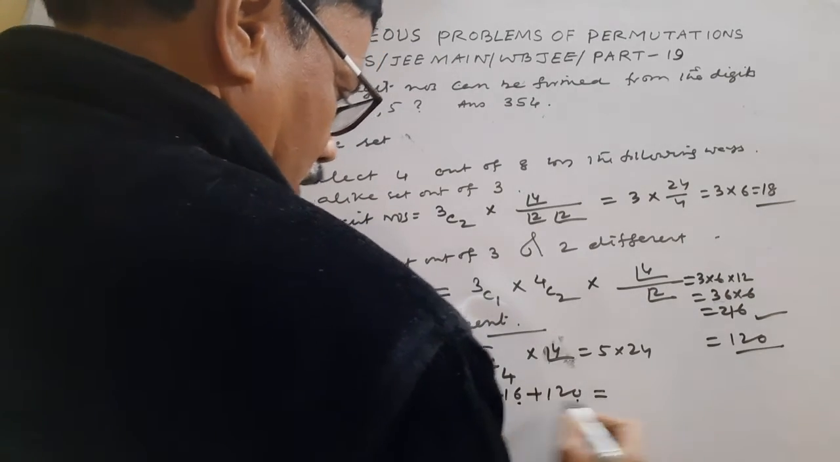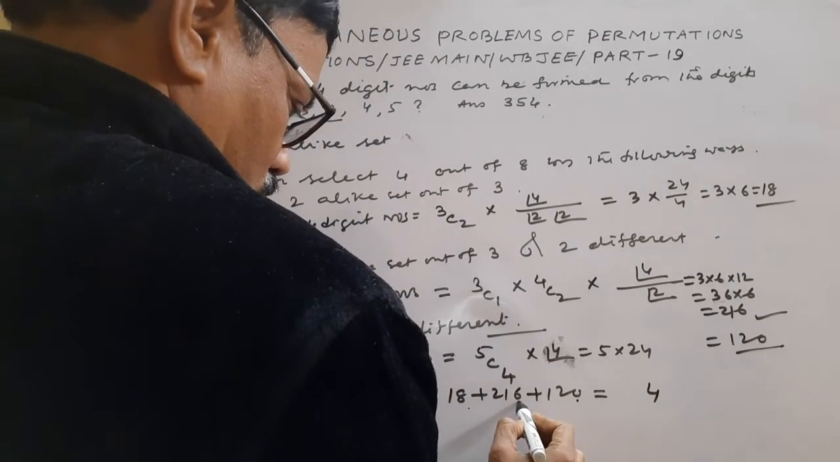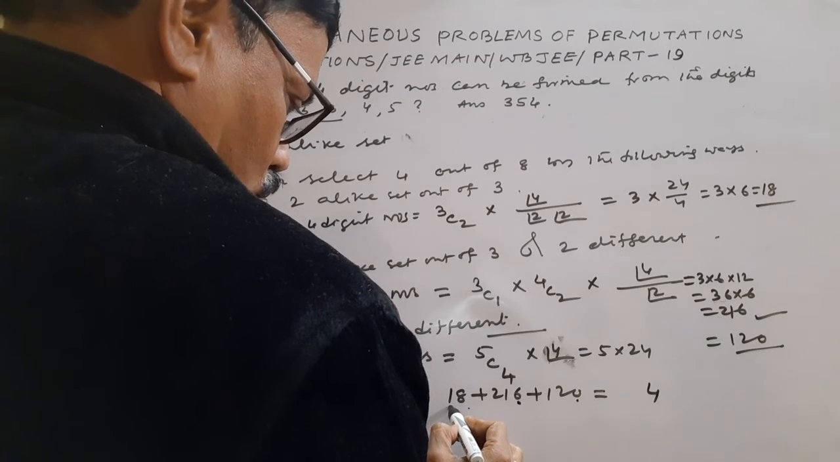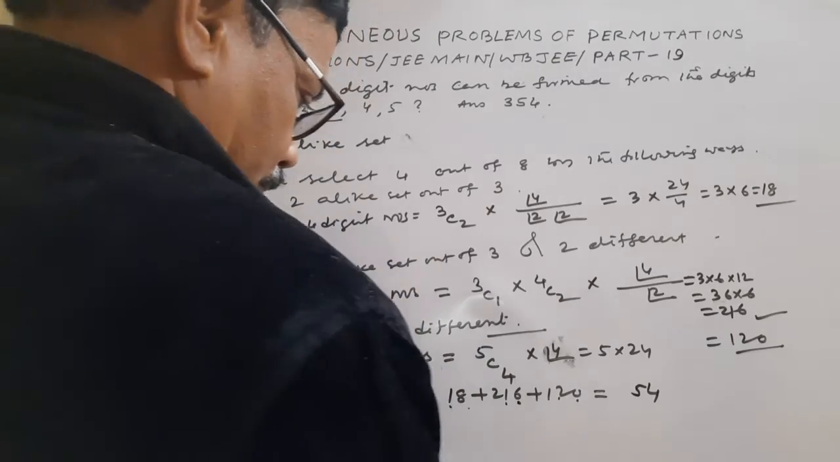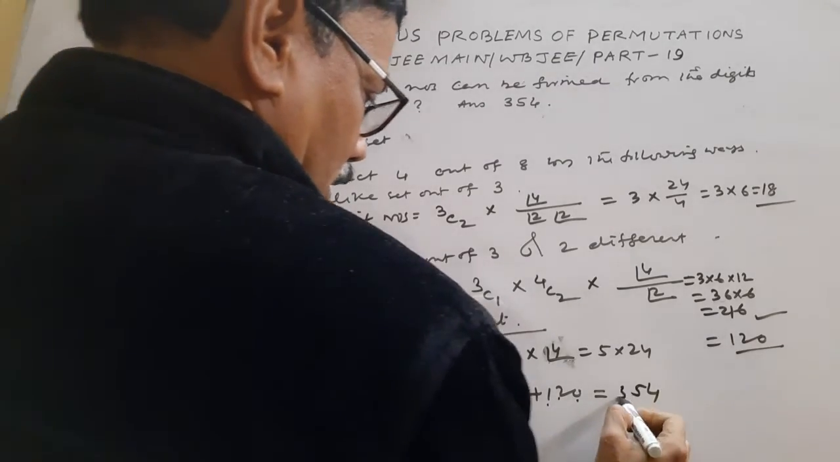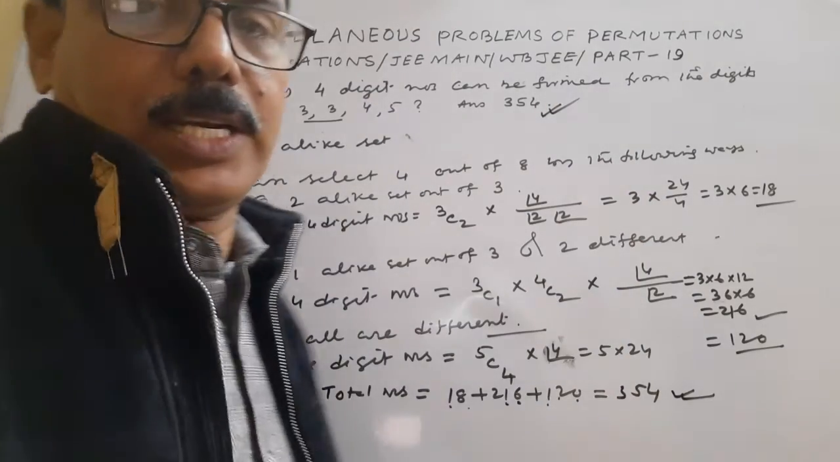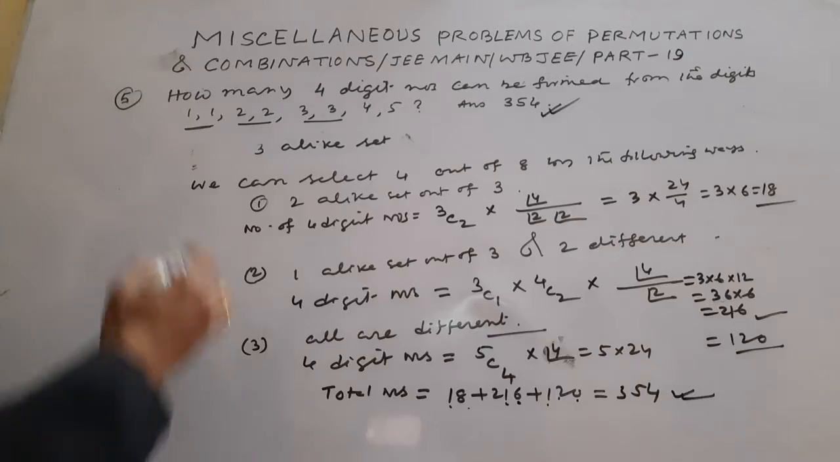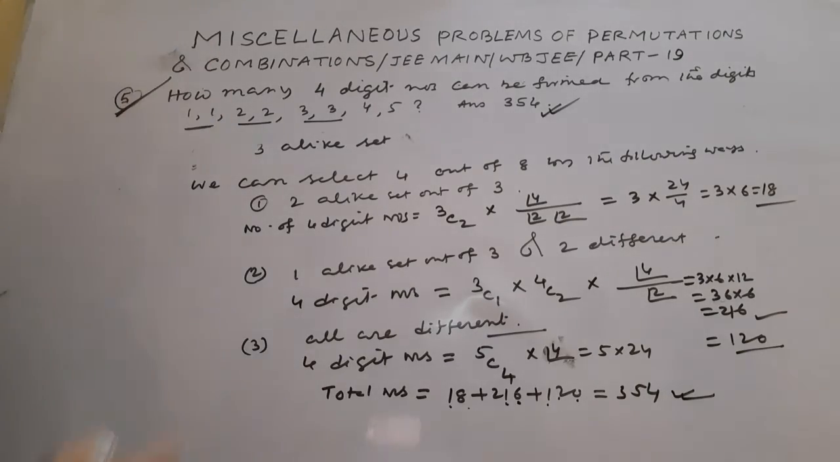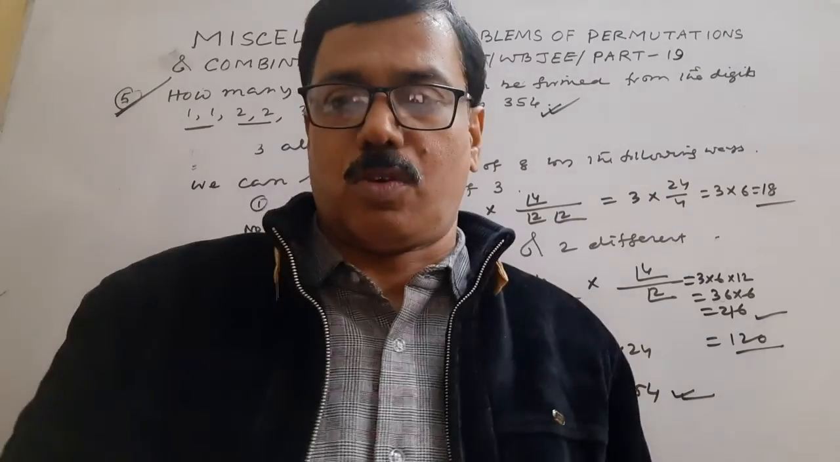So 6, 8, 14, 2, 3, 5 and 1 plus 2, 3. So 354. 354. So this is also a most important problem.